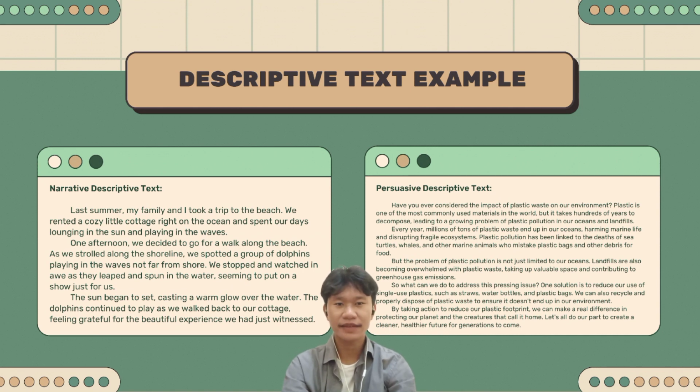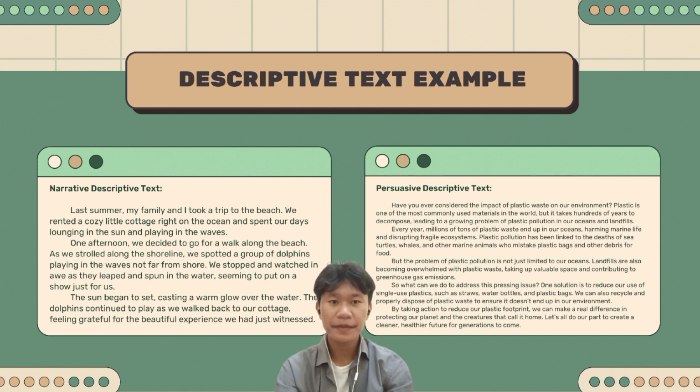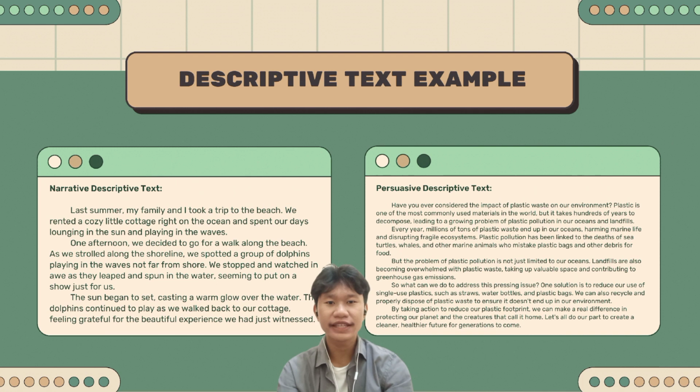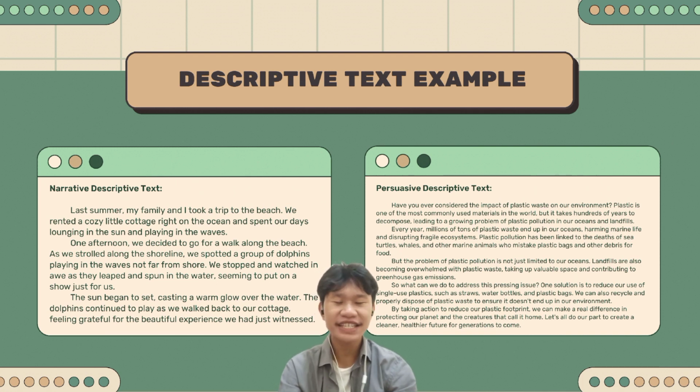So the example above is a persuasive descriptive text that aims to convince readers to take action to address the problem of plastic pollution in the environment. The text provides descriptive details and examples of the impact of plastic waste on the environment, especially in oceans and landfills. It also explains the negative impact of plastic pollution on marine life and ecosystems, which can result in the death of turtles, whales, and other animals.